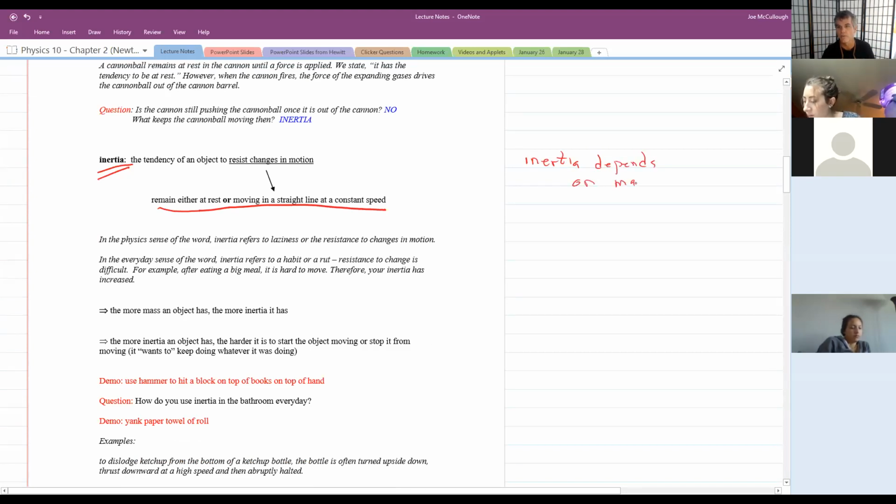And you kind of know this from everyday experience, right? If I'm trying to move an object, the heavier the object is, the harder it's going to be to move. And that's because the more mass an object has, the more inertia. So if I have more mass, I have more inertia. And if I have more inertia, I have more resistance to changing my motion.